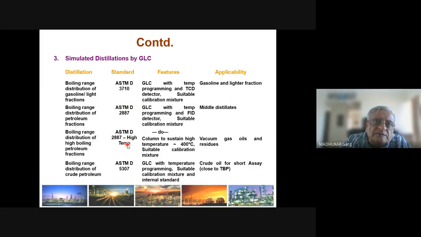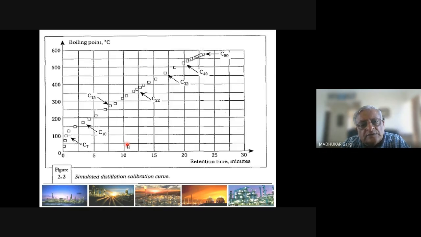So the highest molecular weight molecule will come last, and this is how you generate the data which is shown here. If you plot the boiling point of the molecule versus retention time, you can see that molecules which are small get eluted fast by the carrier gas, which is normally helium, and then you get heavier and heavier molecules because of their higher adsorption in the column. So this is what is called a simulated distillation curve.